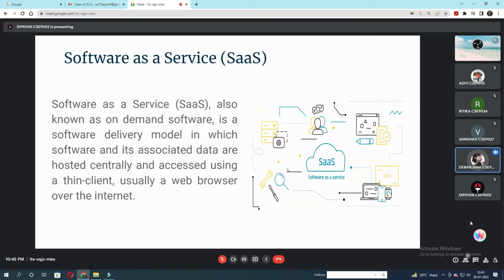It is the short form for software as a service. Now SaaS actually, these are platforms which involve software that is available via third party over the internet. Some popular examples of SaaS providers include BigCommerce, Google Workspace, Salesforce, etc. Next slide.